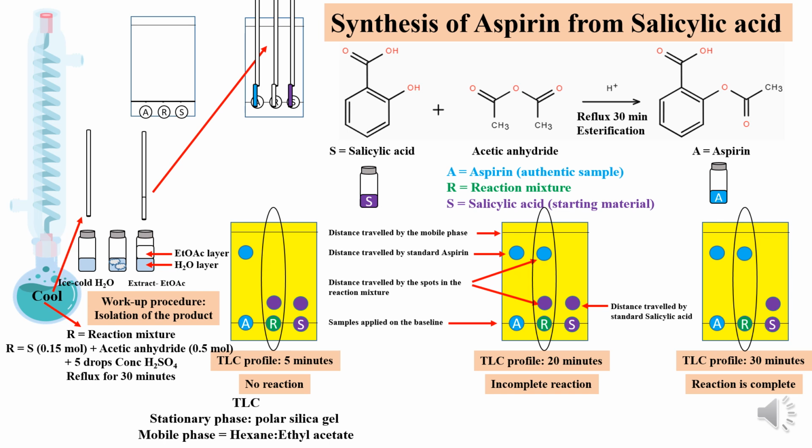You take a beaker containing around 100 ml of ice cold water, and you can pour the cool reaction mixture into it and stir the reaction mixture using a glass rod and filter the product. And further purification can be done by crystallization process. And the RF value can be calculated for the respective spots by using the formula: distance traveled by the compound from the baseline divided by distance traveled by the solvent.